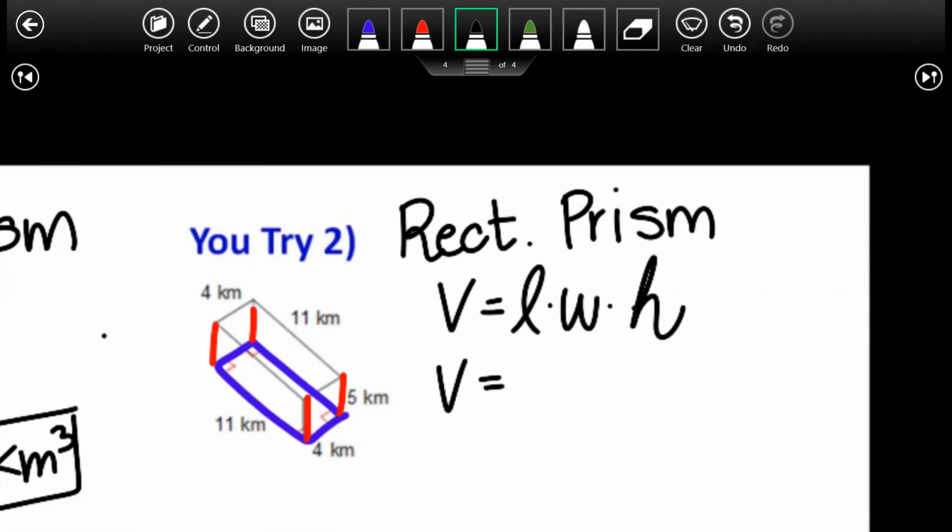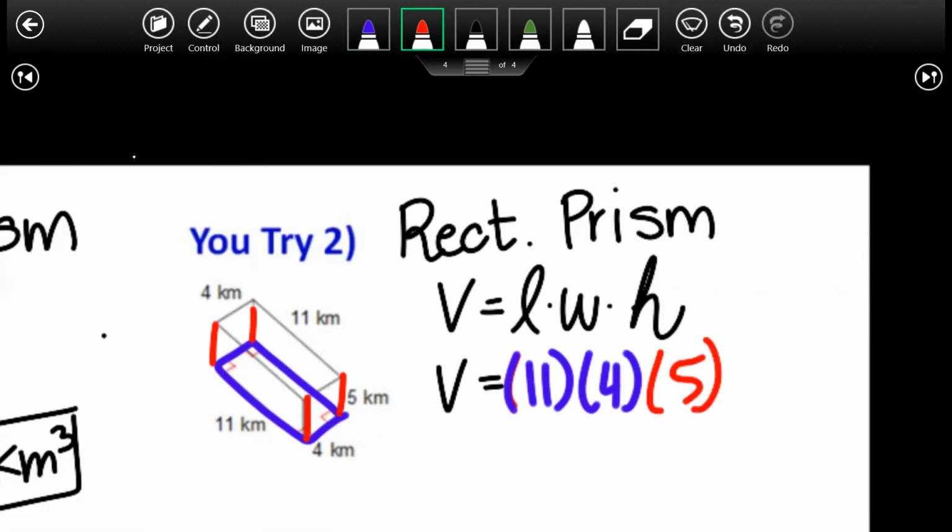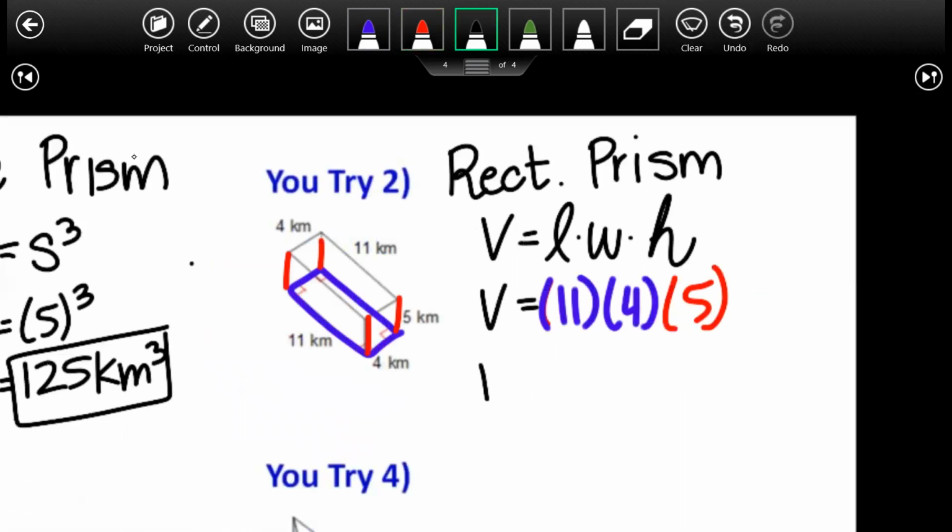What is my length times width? 11 times what? 11 times 4, times my height, which is 5. Our volume for this one is going to be what?